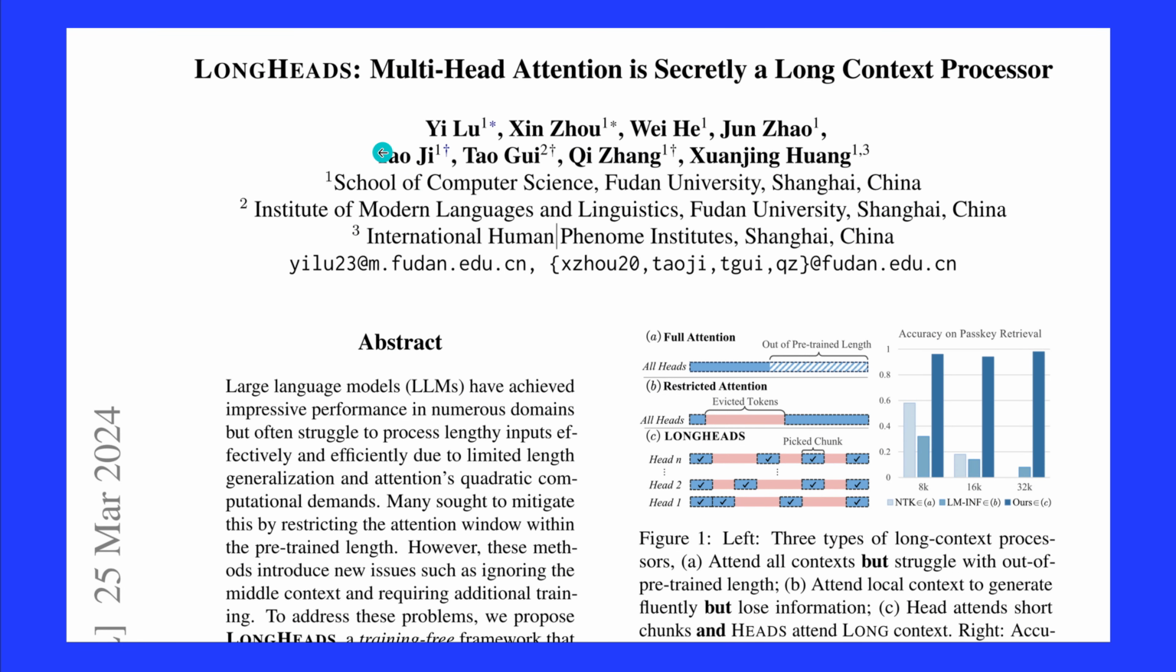Now, we know for a long time that multi-head attention is secretly a long context processor. You see this here from end of March 2024, where the idea was, if we have a full attention with all the heads, and then we had out of pre-trained length, let's say it is from 1 million tokens plus, the idea of the long head was you took the heads and then you find some chunks in the complete length, and you allocate it more or less to certain sequence lengths that are normally out of the pre-trained length.